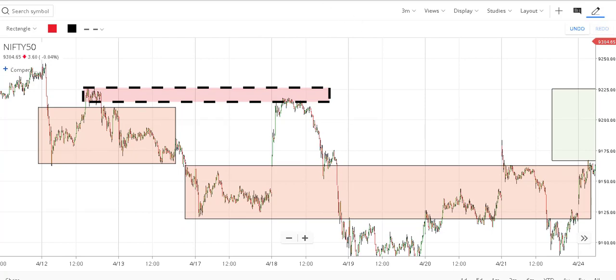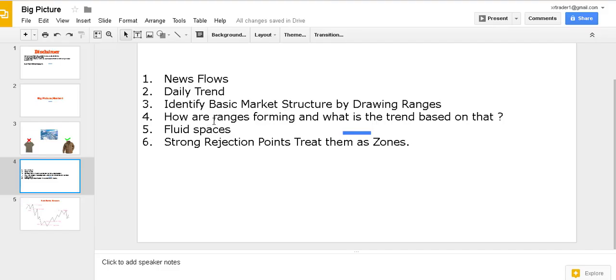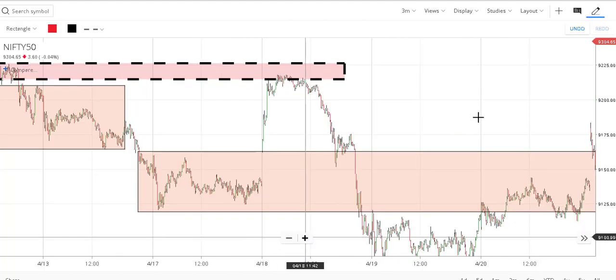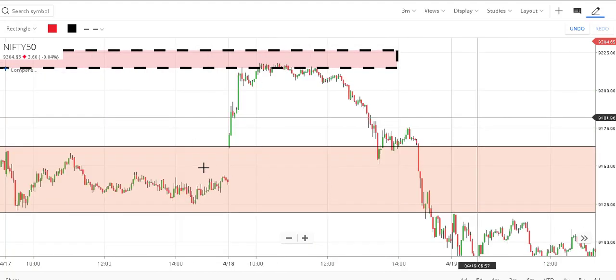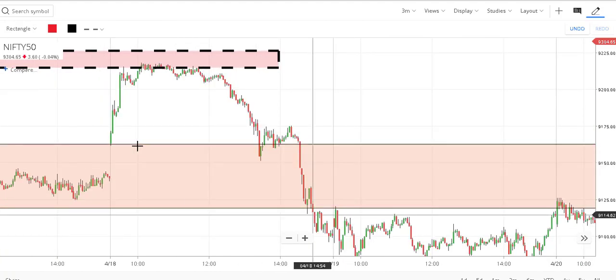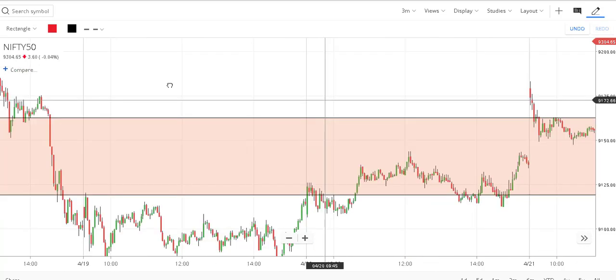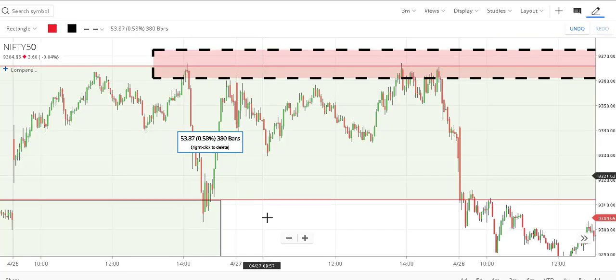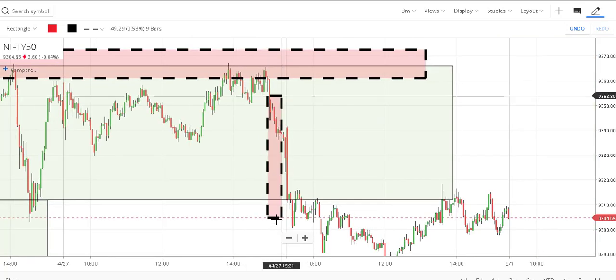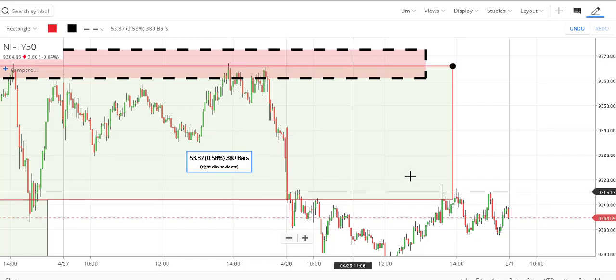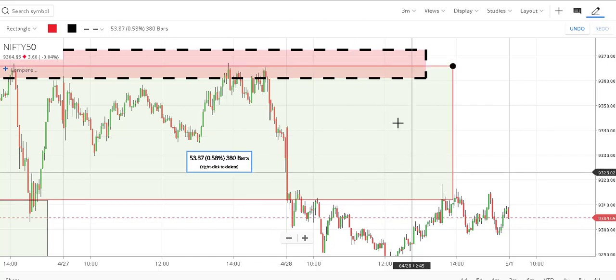The next part, let's look at this one: fluid spaces. So fluid spaces is quite evident. Wherever you find prices moving without much resistance is called fluids. So this is a fluid, this is fluid, and do you have any fluids here? Okay, let me take out this. Okay, this is fluid. So prices, if they come here, they will move very easily.